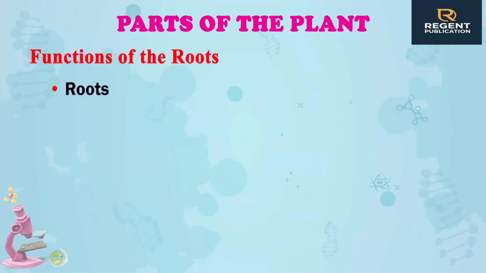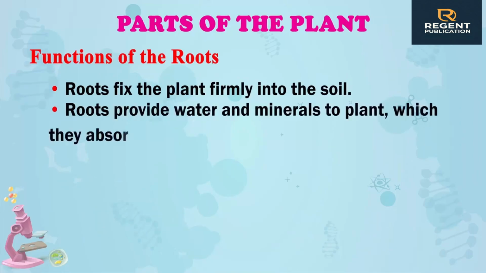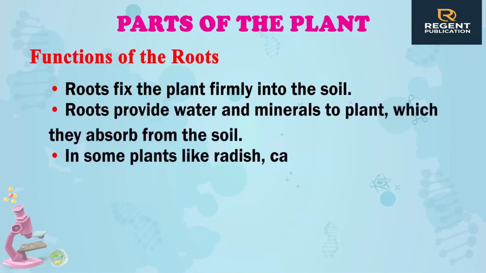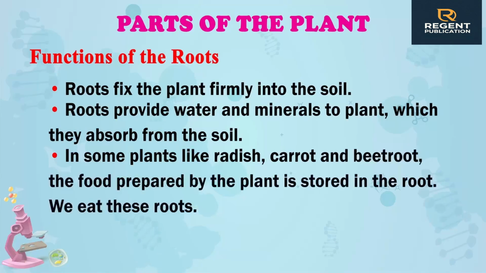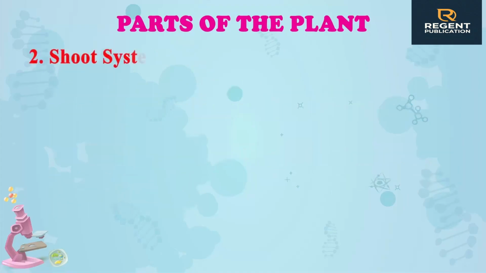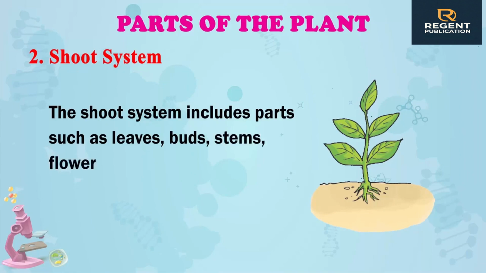Functions of the roots. Roots fix the plant firmly into the soil. Roots provide water and minerals to plant which they absorb from the soil. In some plants like radish, carrot and beetroot, the food prepared by the plant is stored in the root. We eat these roots. Shoot system. The shoot system includes parts such as leaves, buds, stems, flowers and fruits, and usually it develops above the ground.